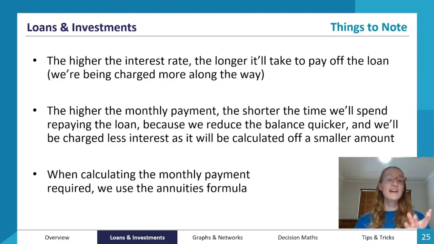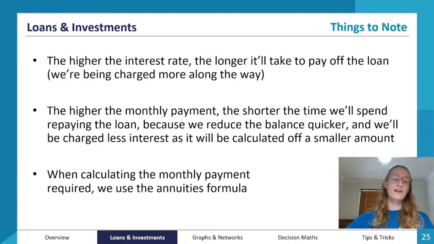And just then, like I said, the higher the interest rate, the longer it'll take to pay off the loan, because we're being charged more interest with each compound. And also the higher the monthly repayment, or weekly, fortnightly, yearly, whatever frequency the repayment is, the shorter the time we'll spend repaying the loan, because we'll be reducing the balance quicker and we'll be charged less interest as it will be calculated off a smaller amount.